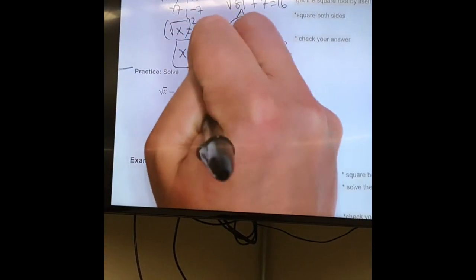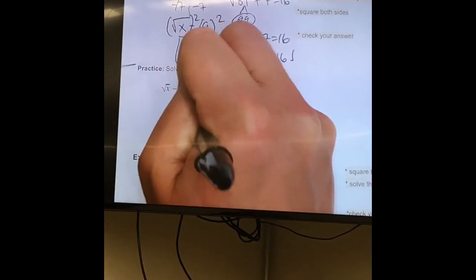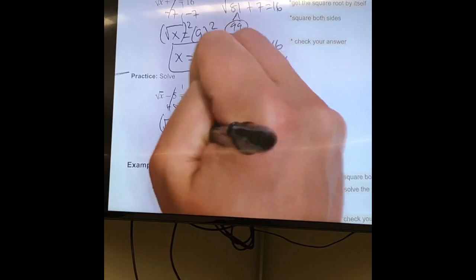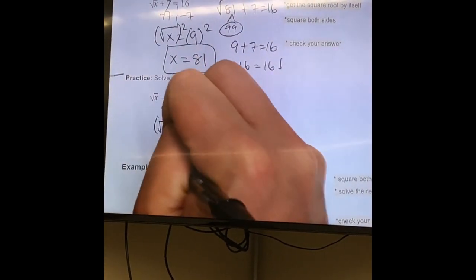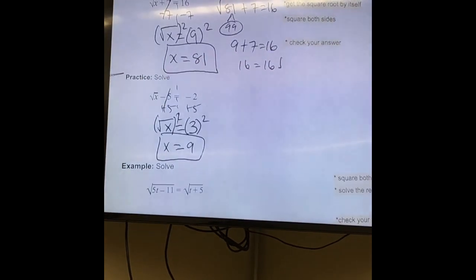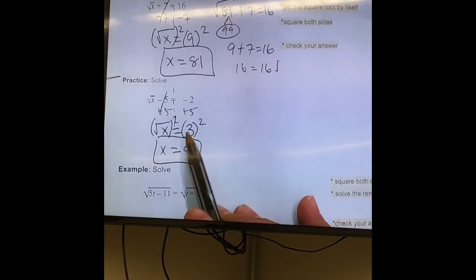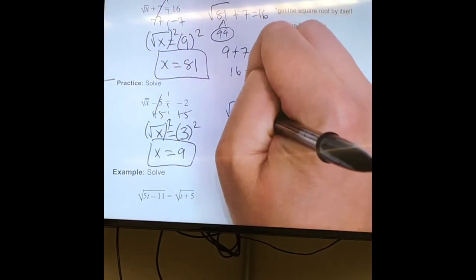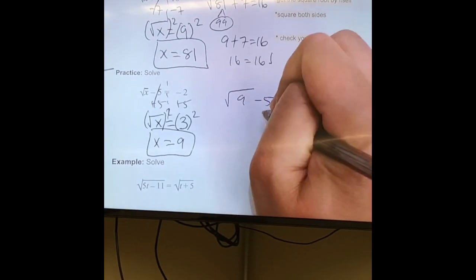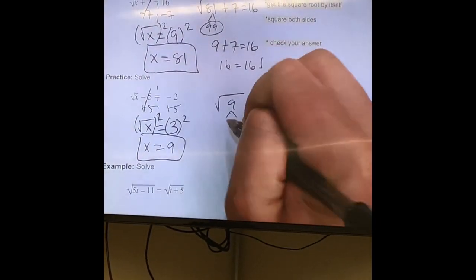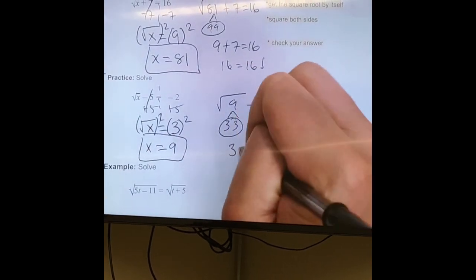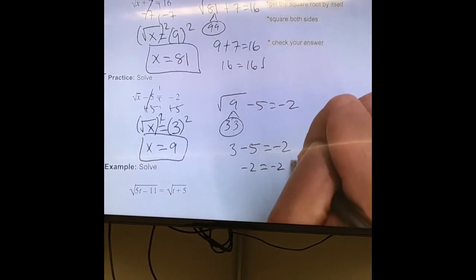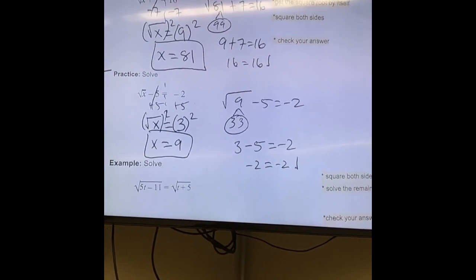I'm going to add 5 to both sides to get the square root of x is equal to a positive 3. We're going to raise both sides to the second power to get x is equal to 9. Again, this wasn't a negative 3, so we were looking at a positive 3 times a positive 3 to get a positive 9. I'm going to plug it back into my original equation. Again, the square root of 9 is 3, so we get 3 subtracting 5 to equal a negative 2. Negative 2 equals negative 2. So that checks out.